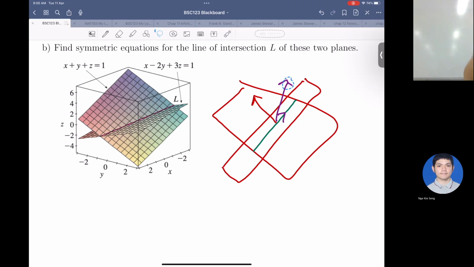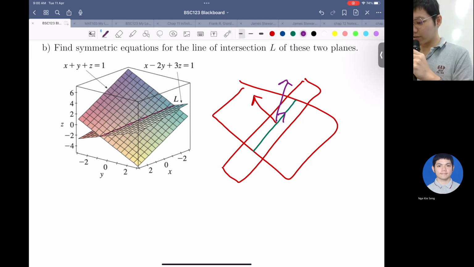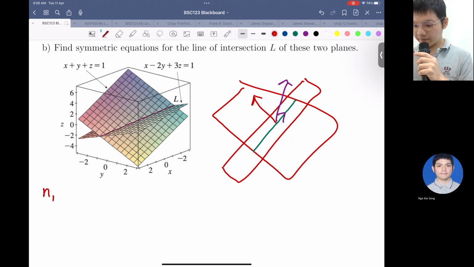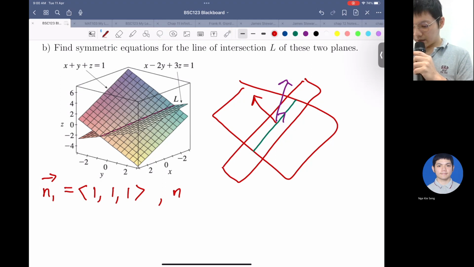In real life, maybe you need more conditions. This is just one condition you have. But it turns out that in this question, this piece of information is enough for you to find the equation of the line. So let's try whether it's enough. You got n1, which is still 1, 1, 1. And n2 is 1, 1, minus 3.